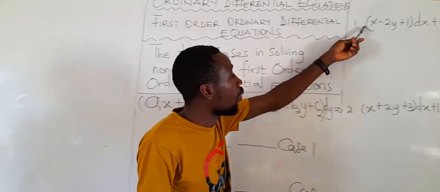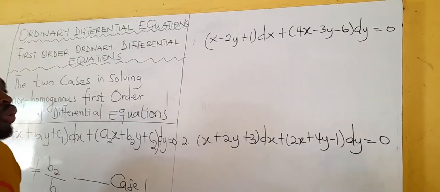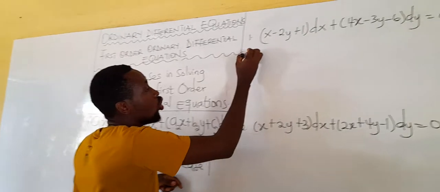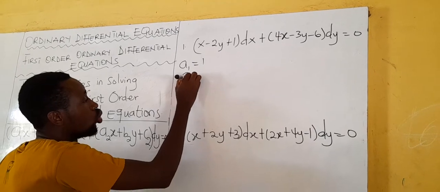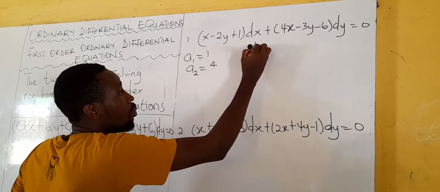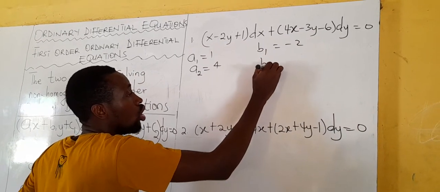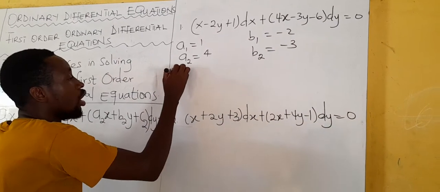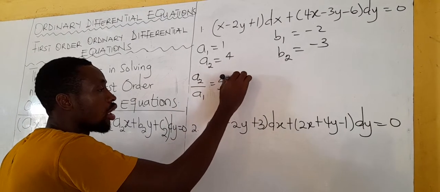Now we have a sample non-homogeneous first order ordinary differential equation, and we will find out whether it is case 1 or case 2. So now let's determine it. Our A1, the coefficient here, is 1. What's our A2? Our A2 here is 4. That's the coefficient of the x term there. And what's our B1? The coefficient of the y term here. That's negative 2. And what's our B2? Our B2 is the coefficient of the y term here, negative 3. Now we divide A2 by A1. That will be 4 over 1. 4 divided by 1 is 4.